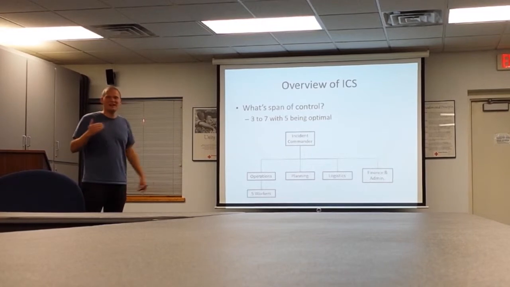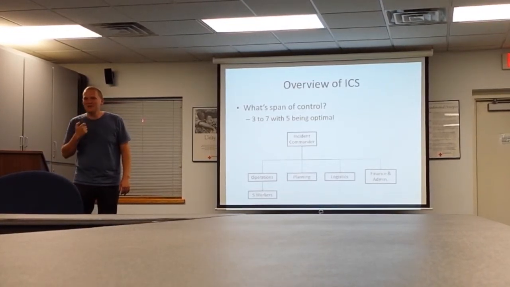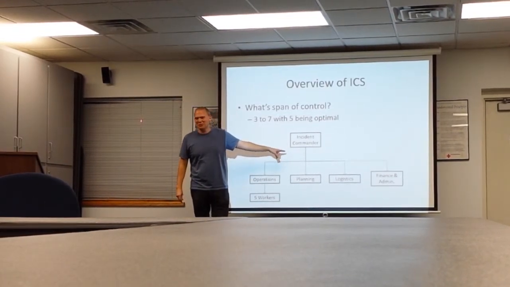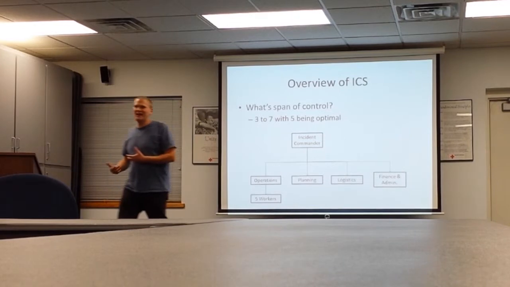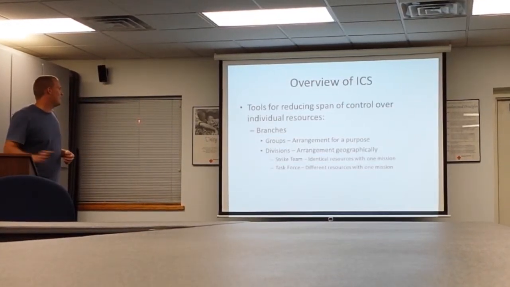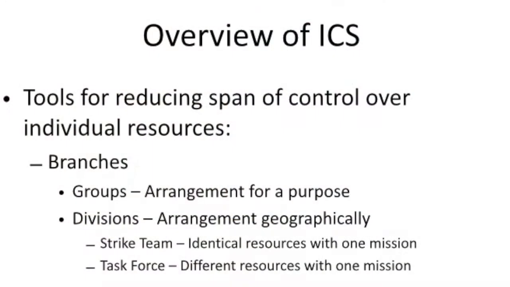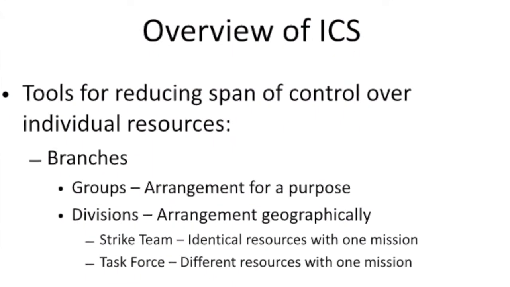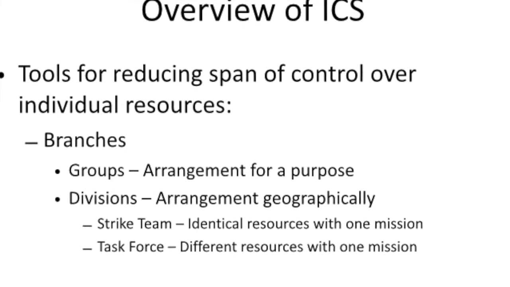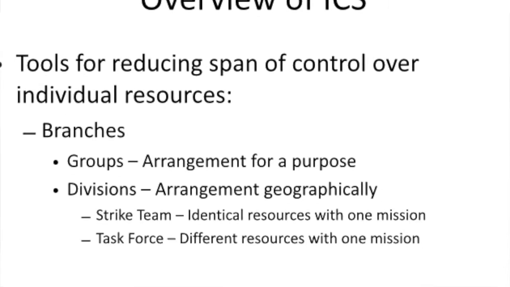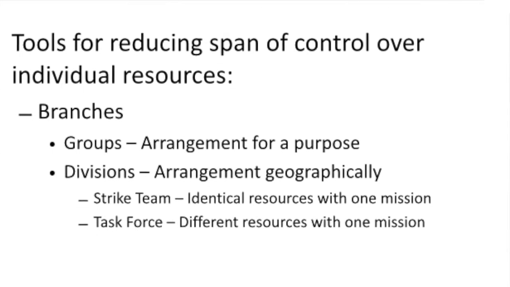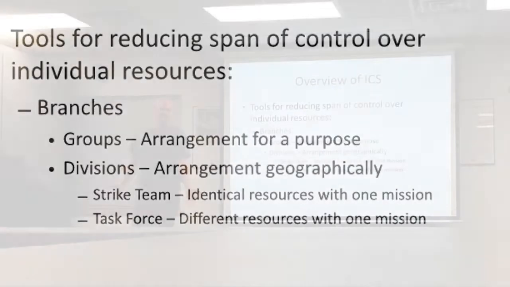If you've got 20, 30 guys out in the field providing communications, they can't all be reporting up to one person. That just doesn't work. You've got to somehow break that down a little bit to make it more manageable. So another way that we can do that is through, under the operations section, we can have branches. Under branches, we can have groups or divisions. And under a group or a division, we can have a strike team or a task force.